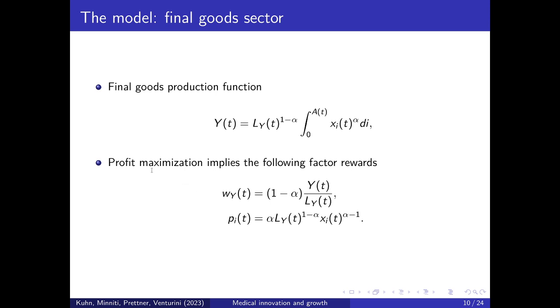And then we can use this to compute the factor rewards. The wage rate in equilibrium will be the marginal product of the production factor labor from here. So this is the derivative of the production function with respect to L_Y. And the price for intermediates, P_i, is the derivative of the production function with respect to X_i. So this is then this expression here, and this expression here can then be used as a side constraint in the profit maximization problem of the intermediate goods producer, as we will see next.